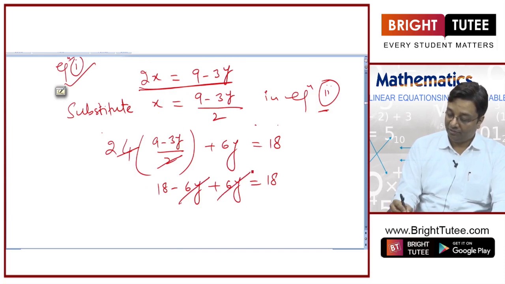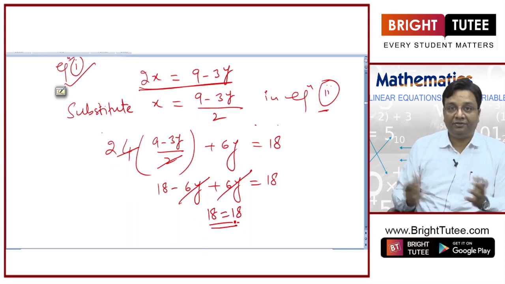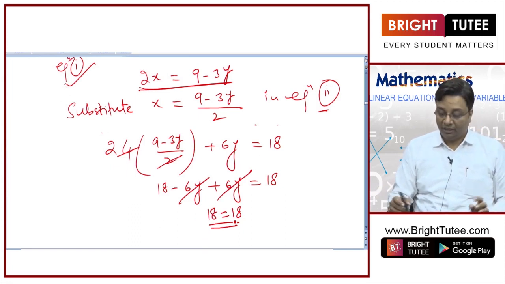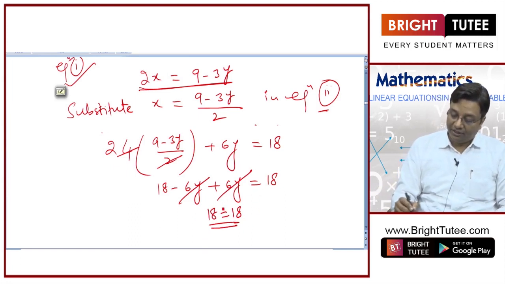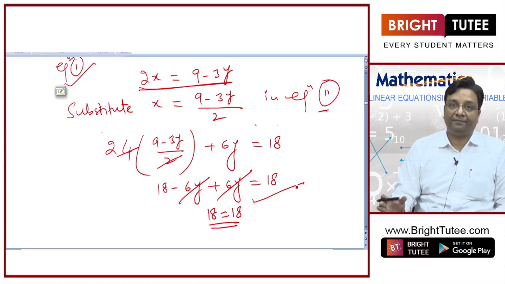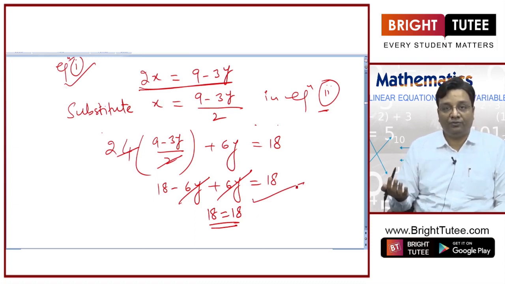Okay, you notice what is happening? 18 is equal to 18. So I am not left with any variable here. Okay, which means this is true for any value of y or every value of y. It is true.